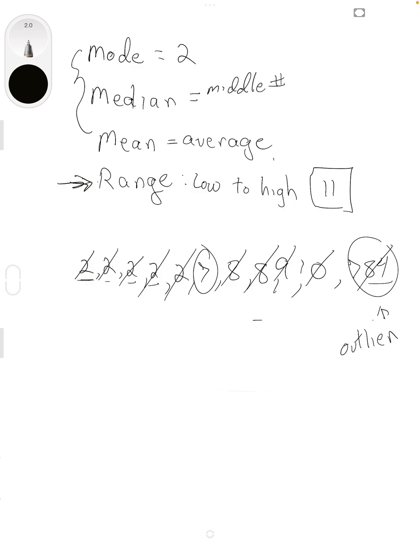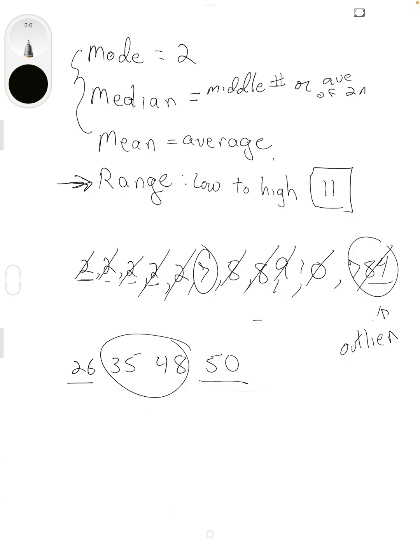Okay, make sense to you? That's it. Well, let's say you had another set of numbers. So let's say you had like 26, 35, 48, and 50. You say, well, what's the median of this one? Well, this is the middle, and that one, okay, that's not it. There is no middle number. If it's not the middle number, it's the average of the 2 middle numbers.